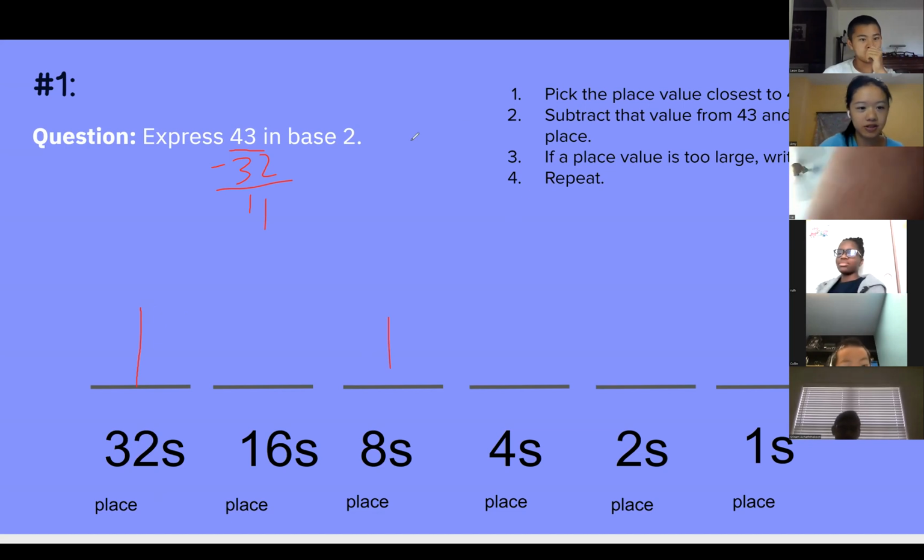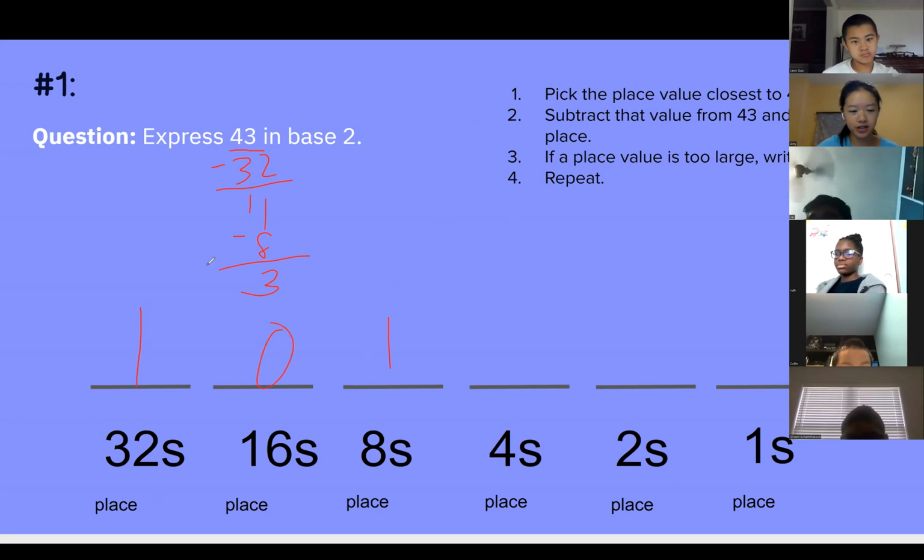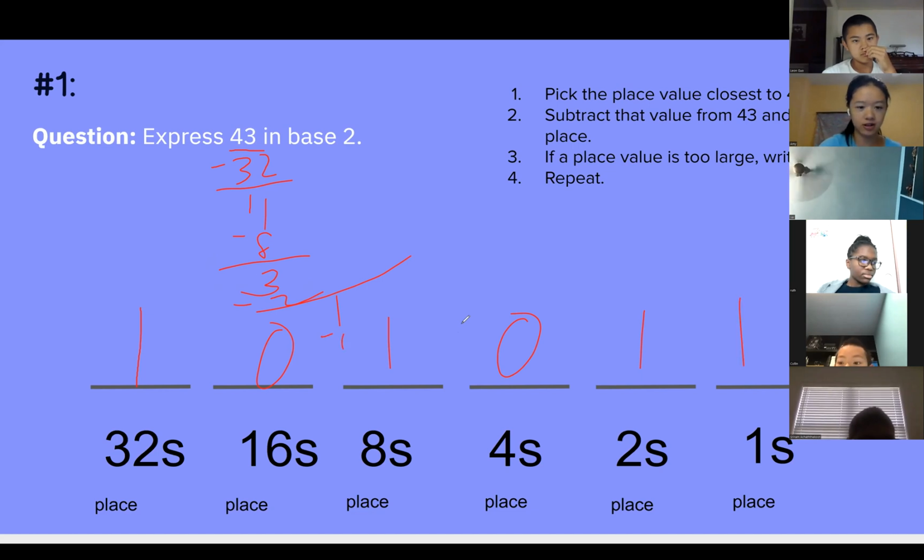So we would subtract 8 from that, and that gives us 3. And after that, the greatest power of 2 that fits into 3 is 2 to the first power. So next we would subtract 2 from that, and we get 1. And so the biggest power of 2 that fits into 1 is 2 to the 0. So there would just be another 1 here. And so this would be our answer, 1, 0, 1, 0, 1, 1.